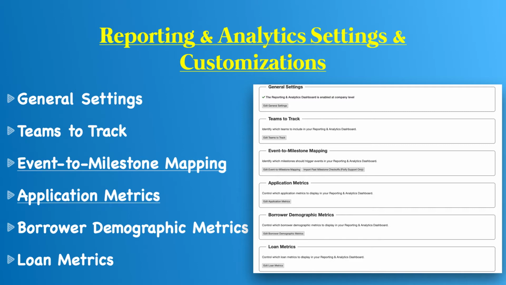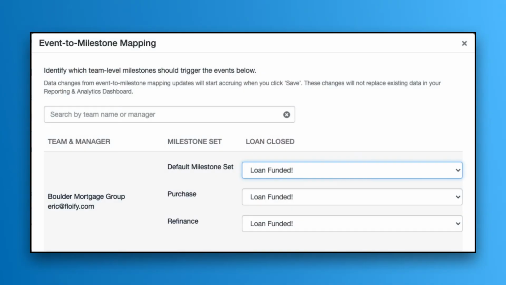The event to milestone mapping. This is where you can set a specific milestone that you want to record this specific metric. So if you have a loan in progress and you check off, in my case, I have all of mine set up to loan funded. So that tells me that during the duration of that loan flow, when I click loan funded, that is when I know that loan closed. So that's how I can track that particular metric.